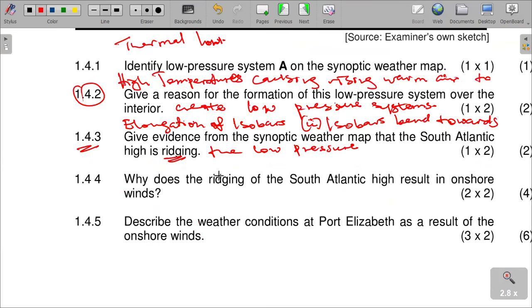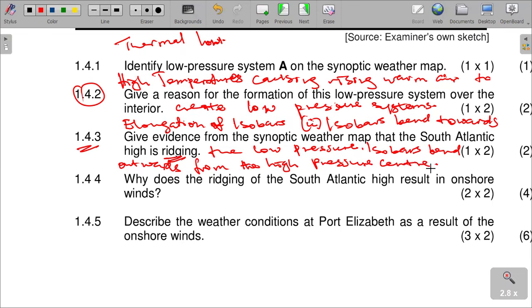And then the isobars also bend or elongate towards the coastline. We can as well talk about the outwards extension or bulging of isobars away from the high pressure center. Isobars bend outwards from the high pressure center. So these are some of the reasons that we can give with regard to question 1.4.3.